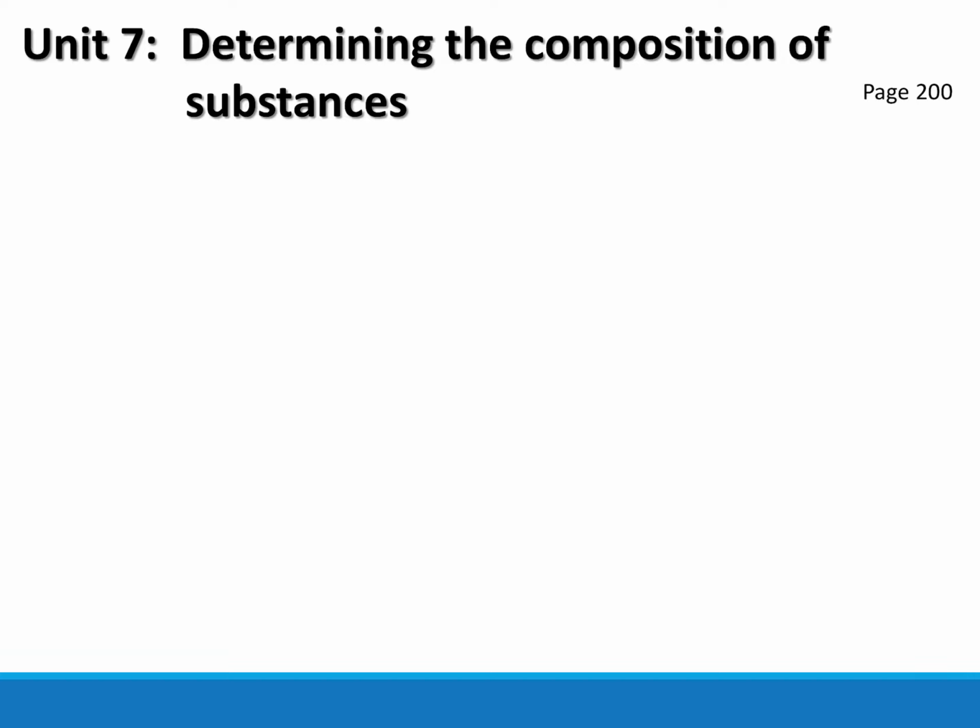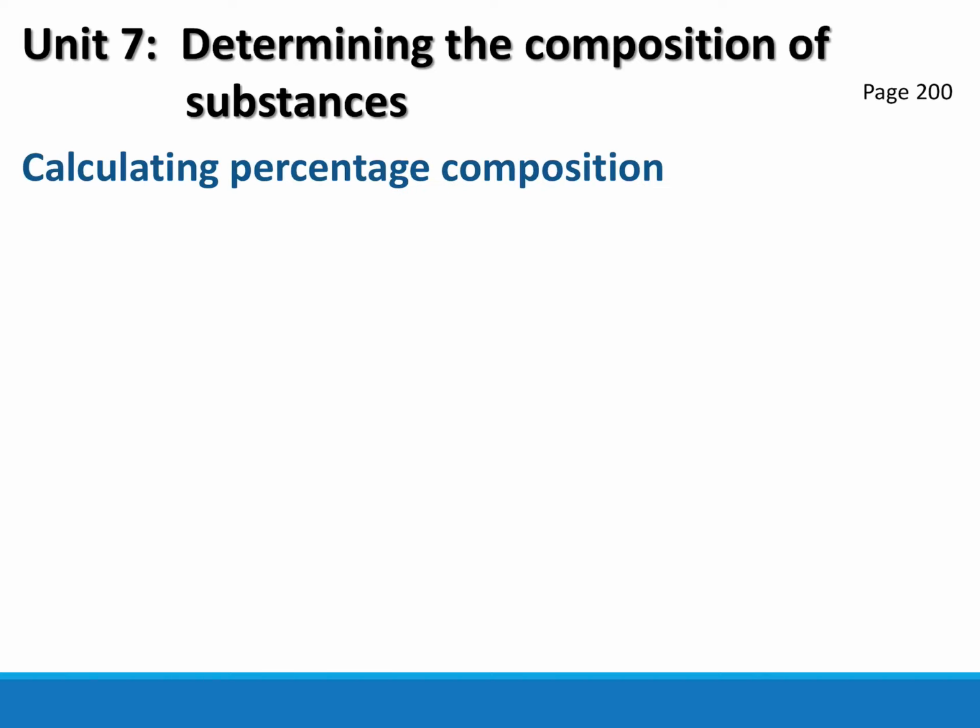In the last lesson, we looked at determining empirical formula, where we were given the percentage of substances in a compound, and then we worked out the formula of the compound. Today, in this lesson, we're going to do the opposite. We're going to have a compound and find out what percentage of the compound is each substance. So we're going to calculate percentage composition. We want a percentage.